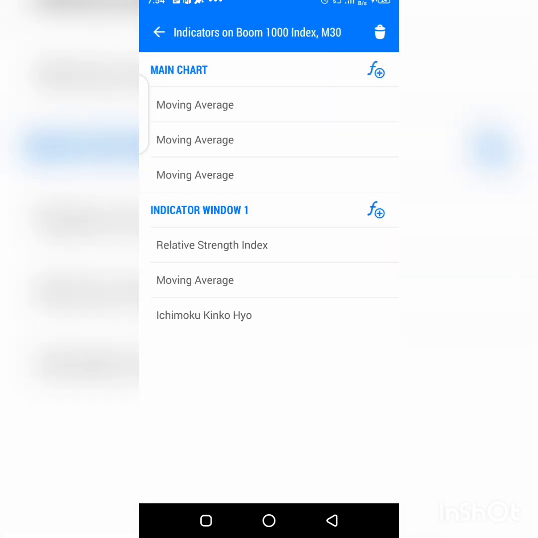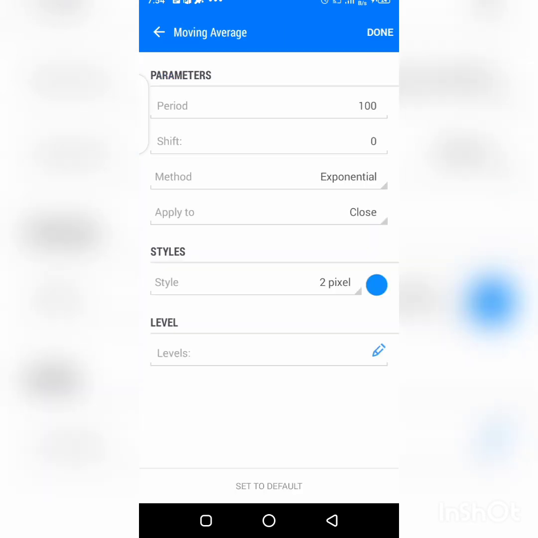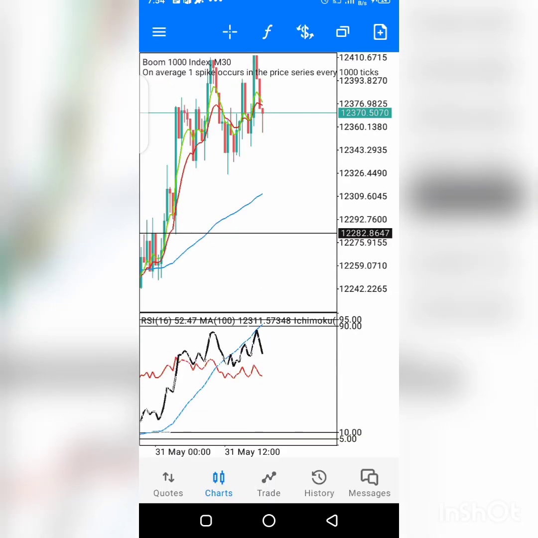You bring in your MA. This MA is not really necessary. We can just forget about the MA because it is doing the same thing as the one we have on the main chart. Now the period is 10, shift is 0, method is exponential, apply to close. Okay, you can choose any color. Done. You go back again.